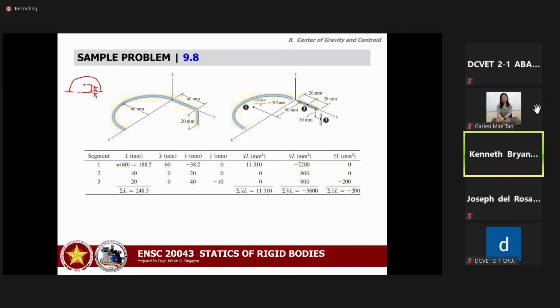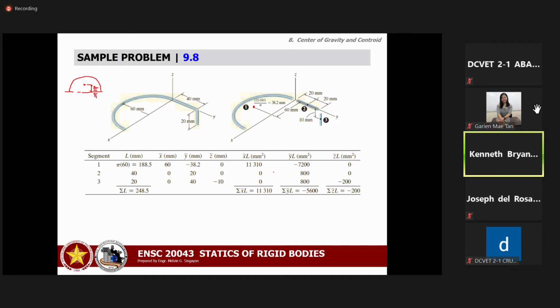This centroid is found to the left of the origin, on the negative side of y, hence the negative sign. So the y curl of segment 1 is negative 38.2. For segment 2, the location of the centroid is here, and the distance from the origin parallel to the y-axis is 20 millimeters. For segment 3, the location of the centroid from the y-axis gives you 40. Those are the values of y curl.